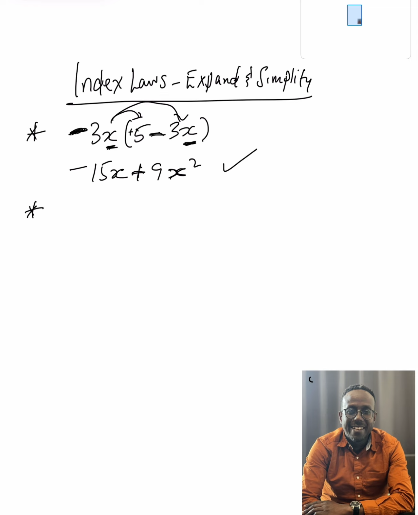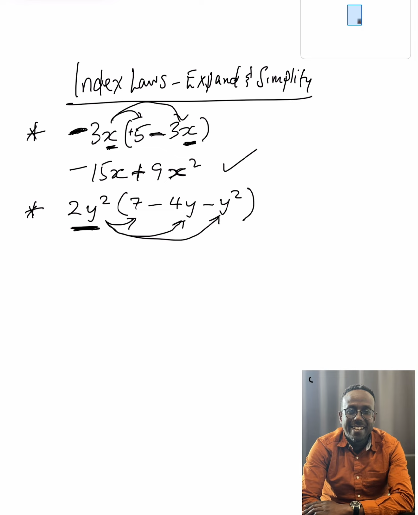The second one that I have is 2y squared, then we open the bracket. Inside the bracket we have 7 minus 4y, then minus y squared, and then all that is closing the brackets. Now with our indices, remember, when we multiply, we add the powers. We are multiplying this 2y squared by 7, then 2y squared by 4y, then 2y squared by y squared.